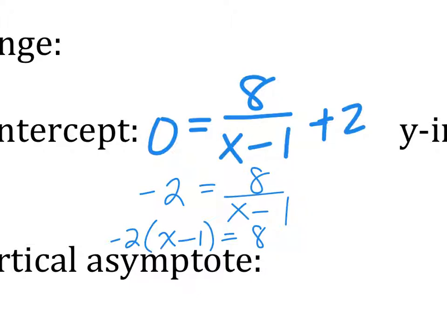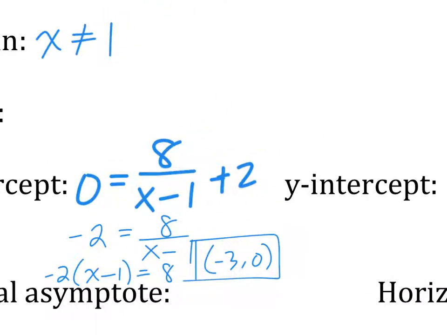Okay, Nathan, did you get the x-intercept? Yes, (-3, 0). All right, we're going to do the vertical asymptote and horizontal asymptote a little later. Let's graph this.